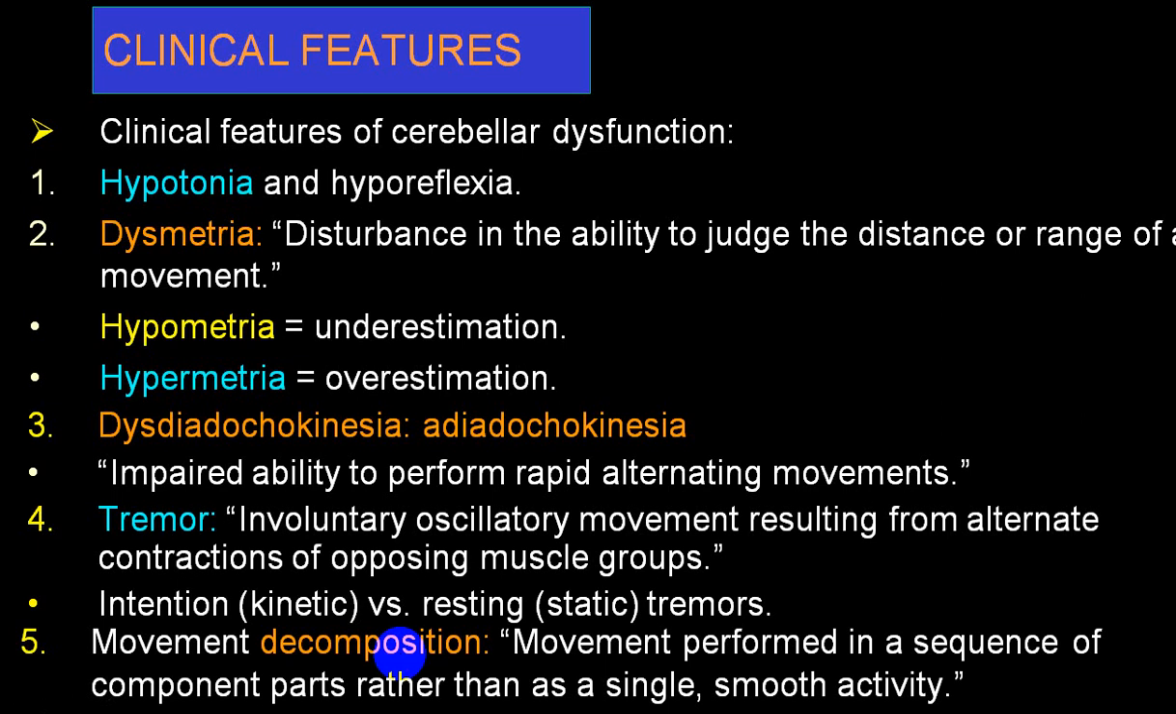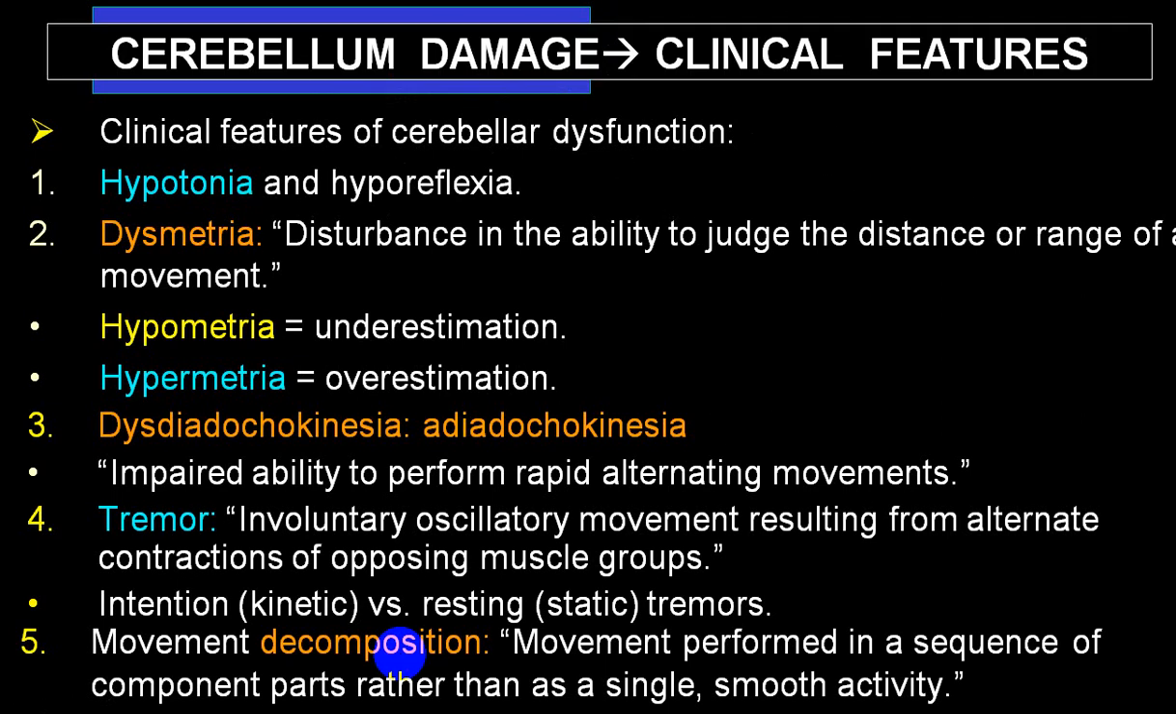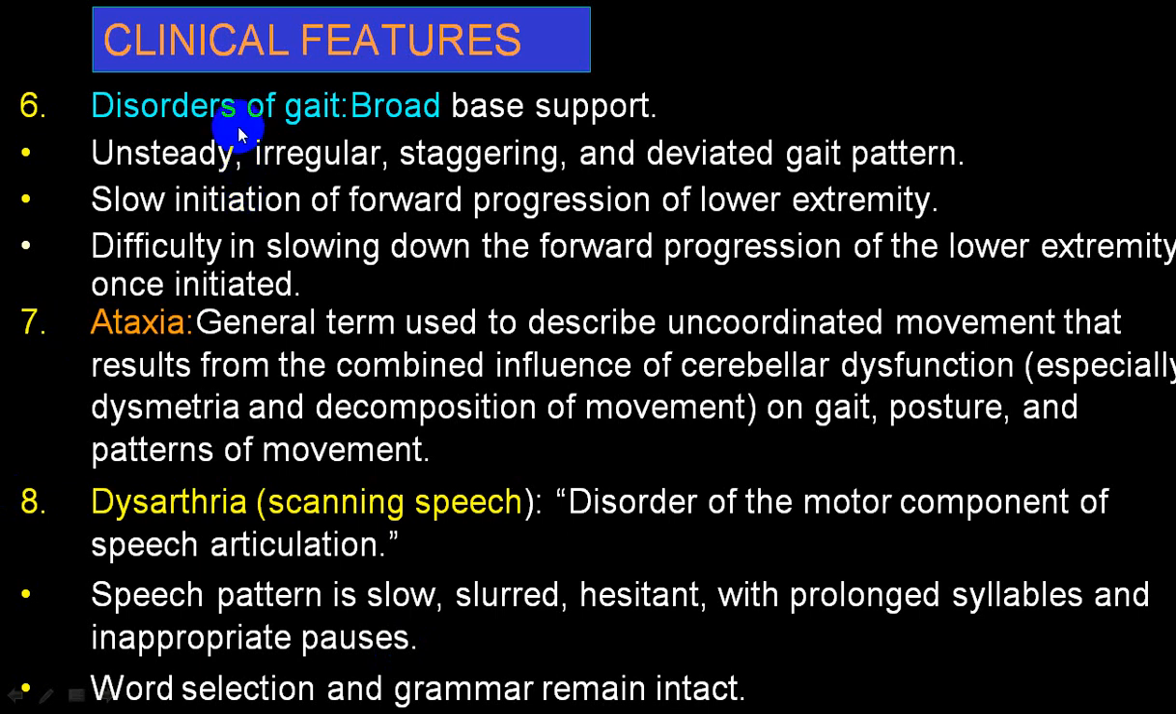That will be another thing you can find in movements during picking up objects, writing, etc. Disorder of the gait, we have already told you: broad base, unsteady, irregular, staggering, falling on either side or forward, slow, and the person will have truncal ataxia. All those things will be seen during gait. So ataxia will also be seen during gait movement and posture, and the person will not be able to maintain the balance. In speech, dysarthria, described as scanning speech or slurred speech.